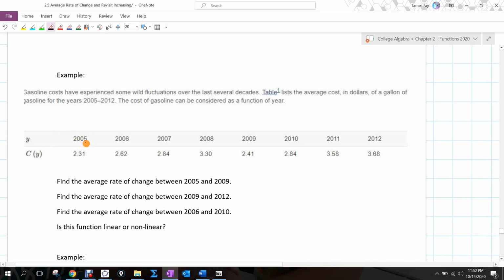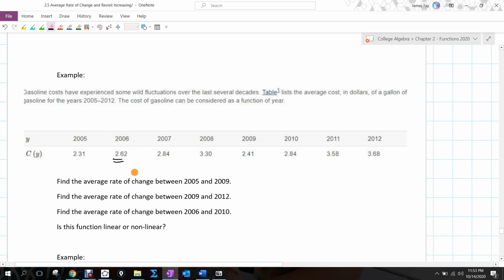Okay, if I say 2005, you should be able to say 2.31. 2006, 2.62. I'll never be able to say two values, because that's the average price of gas for that year. You're not going to have two average prices for the same year, so there's no way that this would ever violate the vertical line test.